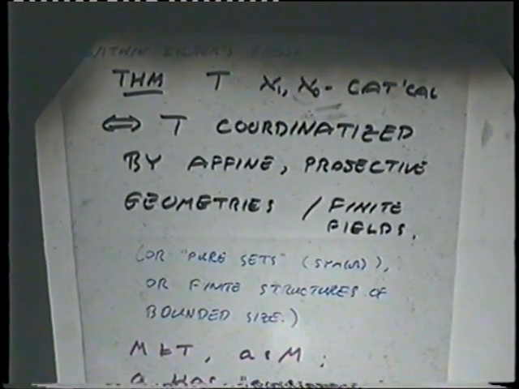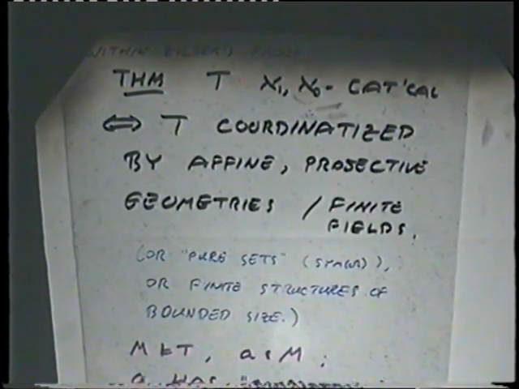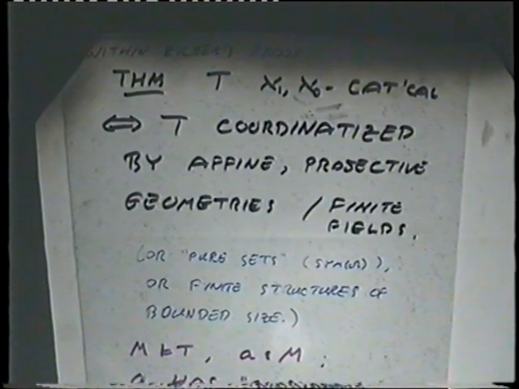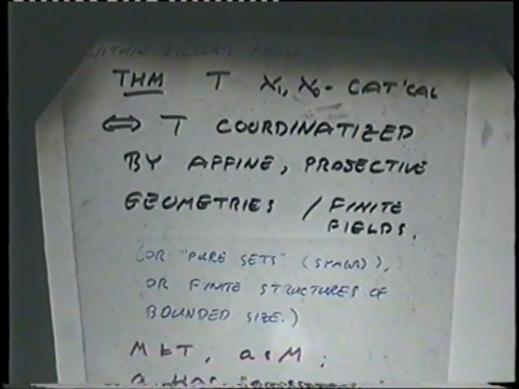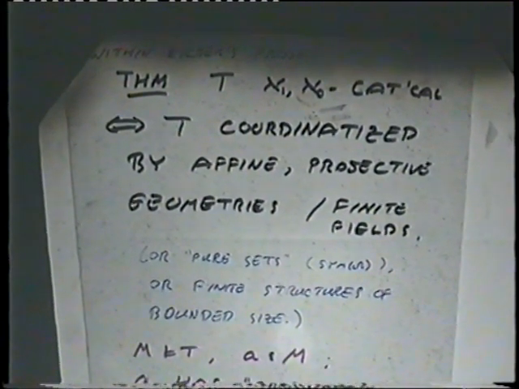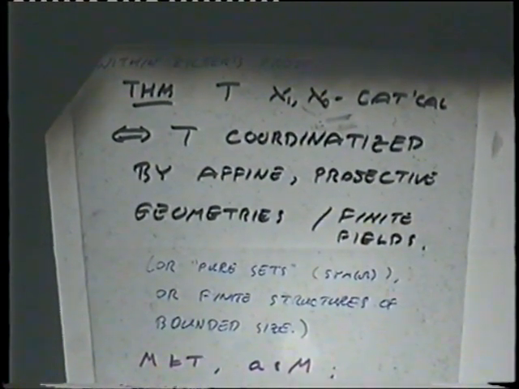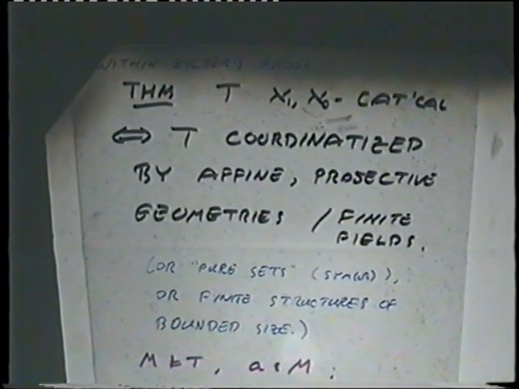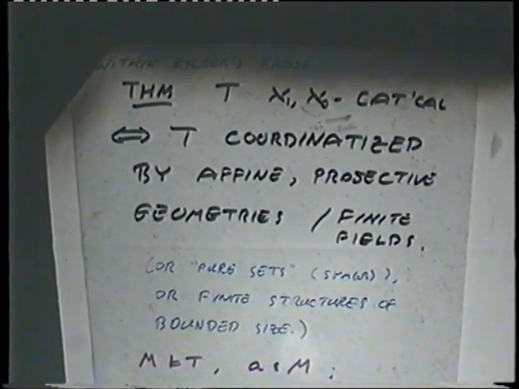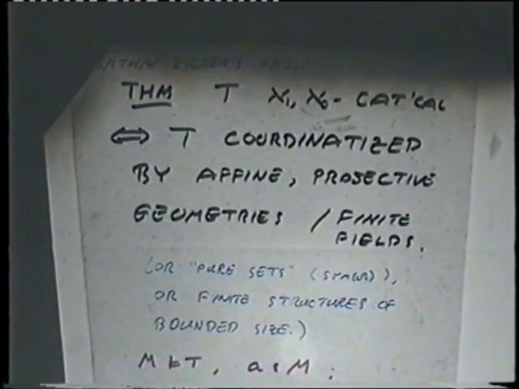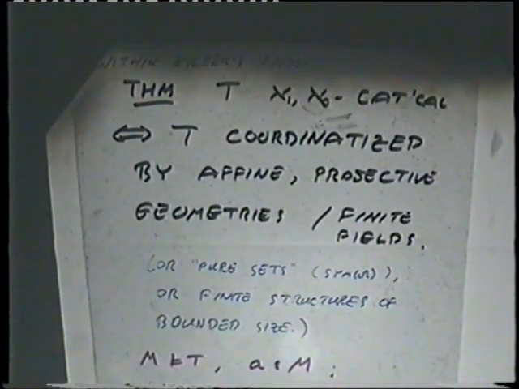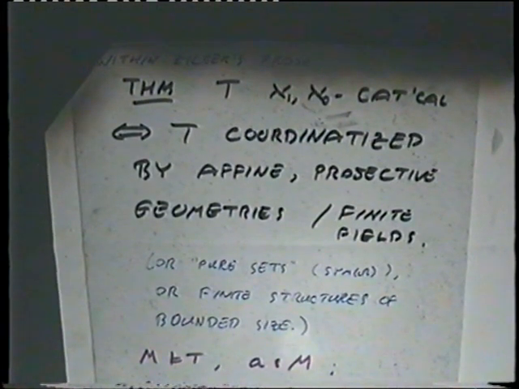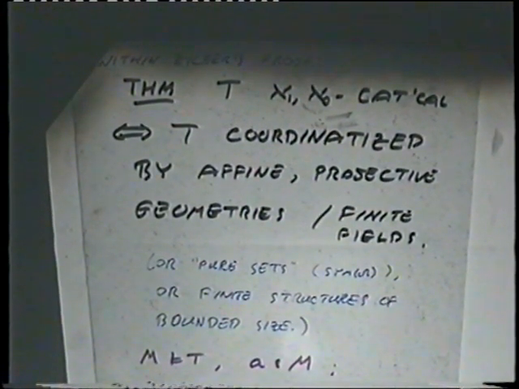So, roughly speaking, the theorem says that to be totally categorical is to say that a model of the theory is coordinatized by classical geometries of a certain type, affine or projective geometries, over fixed finite fields. And there's a couple of more degenerate things that you have to say to make it correct and that I'm not going to mention. But let me explain the statement of the theorem.